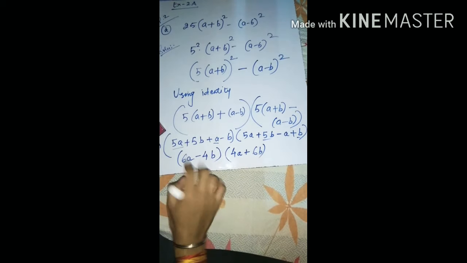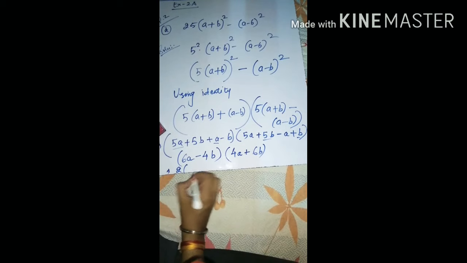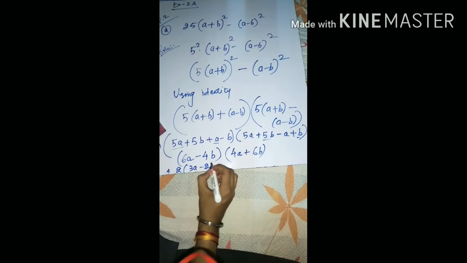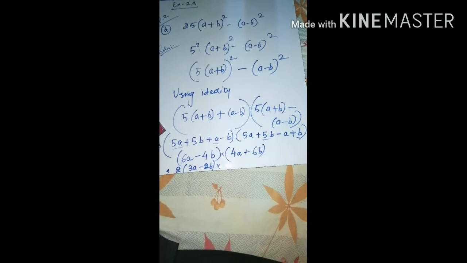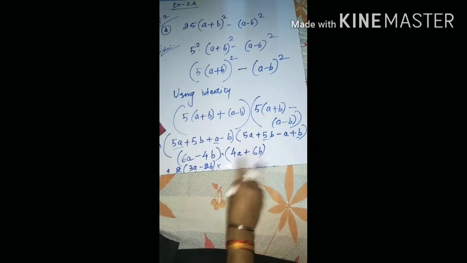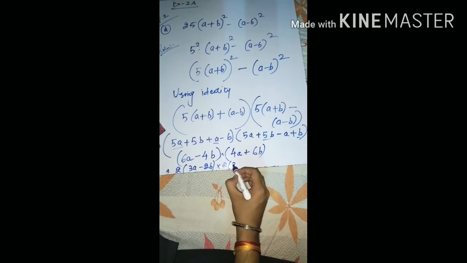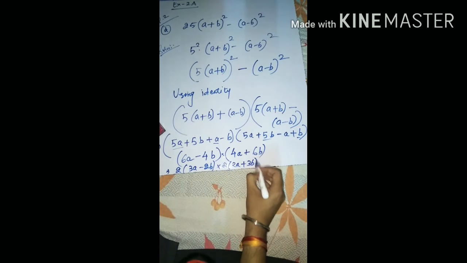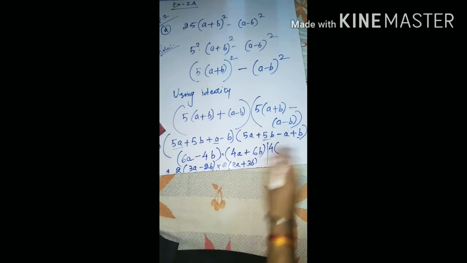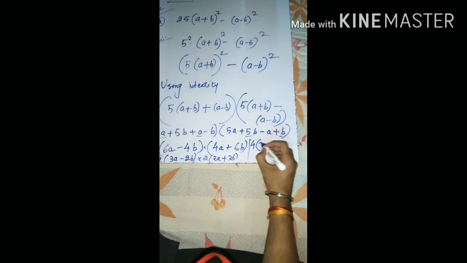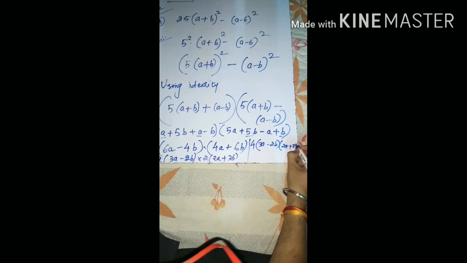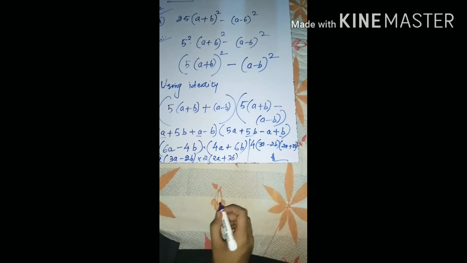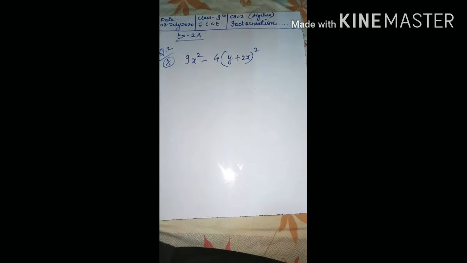So when you take 2 common from this bracket, what you get is 3a minus 2b into, this is an into. Okay, we don't mention it, it is understood that it is an into. Take 2 common from this bracket, so you are left with 2a plus 3b. This 2 and this 2 will give you 4. So your final answer is 4 times 3a minus 2b and 2a plus 3b. This is your final answer. Okay, this is F question.